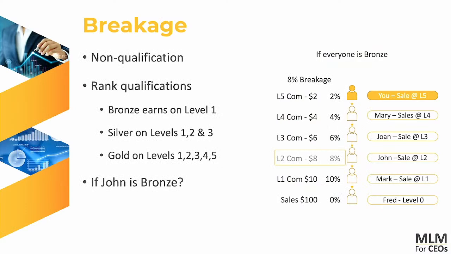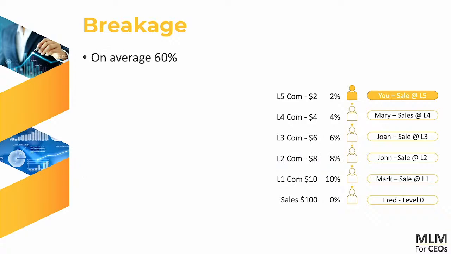So if John is a bronze, again, you can have breakage in the middle of this entire system. If John is a bronze, so you've got one person who's a bronze in amongst the sea of golds, what would happen is John would not get paid because John doesn't qualify for commission on Fred because he's only a bronze. Therefore, you would have an 8% breakage in a scenario like this.